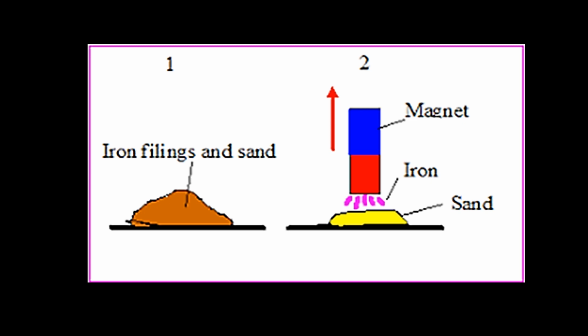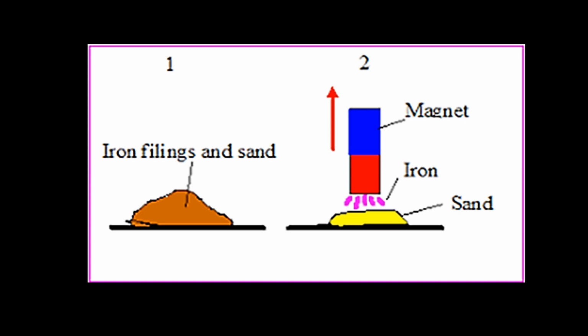Now, in this process, what is done? Let us perform an activity to understand this process. For this activity, we require a mixture of sand and iron filings, and we also require a strong magnet. We'll take the mixture of sand and iron filings and place it in a bowl.